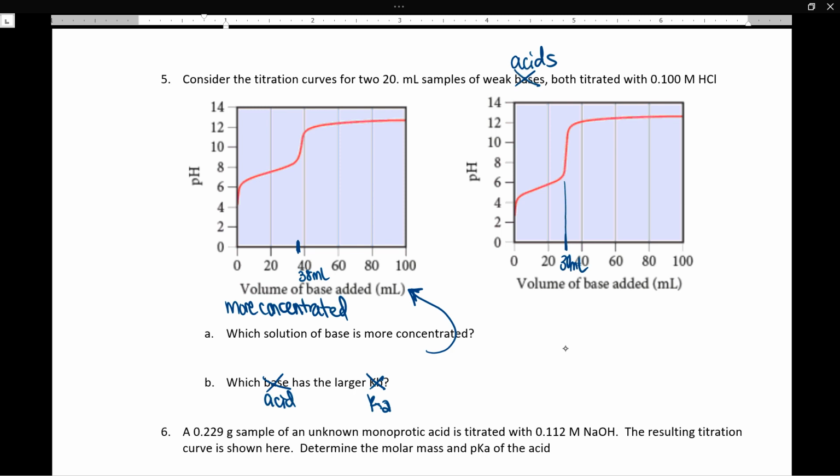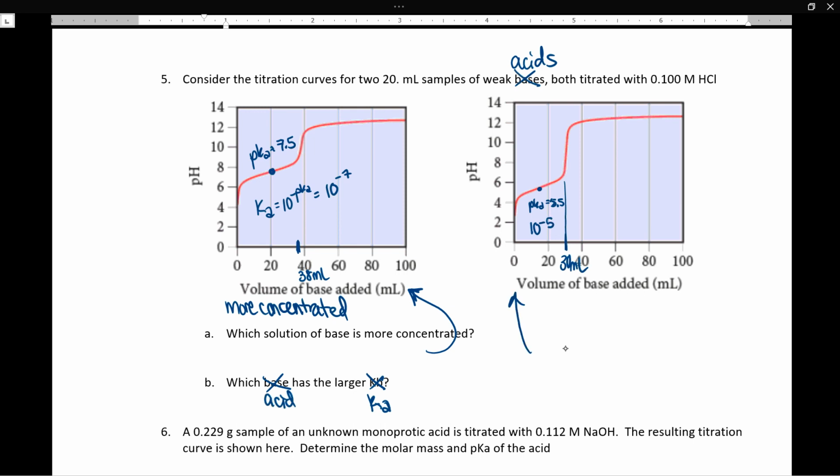And you estimate the Ka by looking at around the half equivalence point. So this one has a pKa of around, I'm going to say maybe 7.5 is my estimate. And then this one, I'm going to say it has a pKa of around 5.5. So I'm going to estimate there. So if I were to find the Ka, it would be 10 to the minus pKa. So this is around 10 to the minus 7-ish, and this would be around 10 to the minus 5-ish.